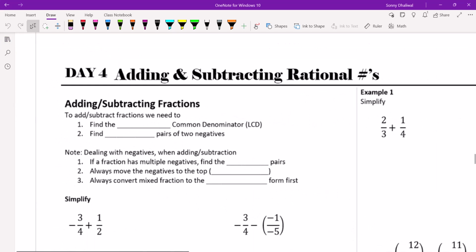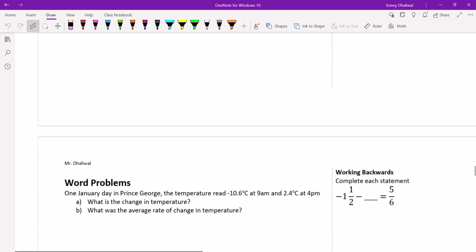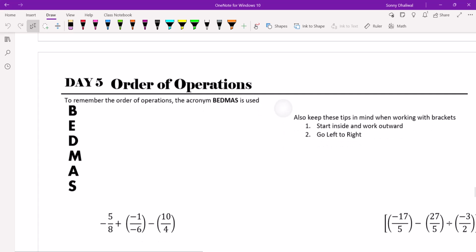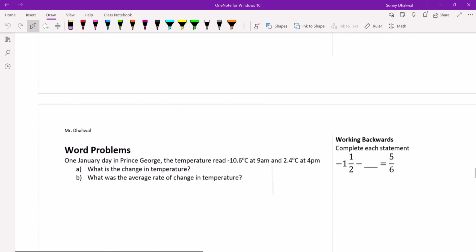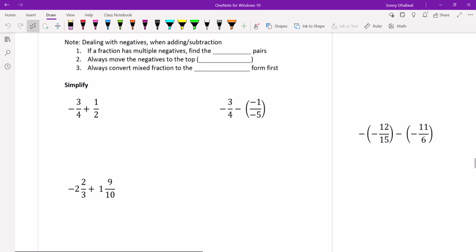So today, day 4, the last main concept of this chapter. Because after day 4 is one more last class. It's called BEDMAS. So today, we're going to start on adding and subtracting.